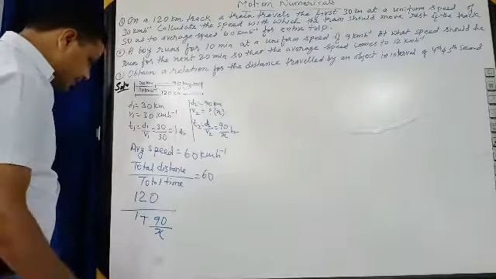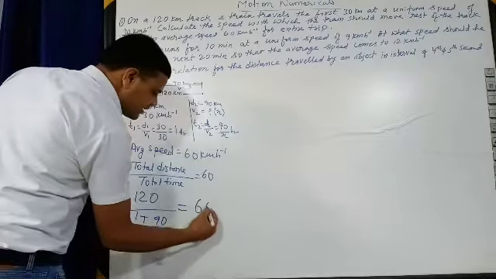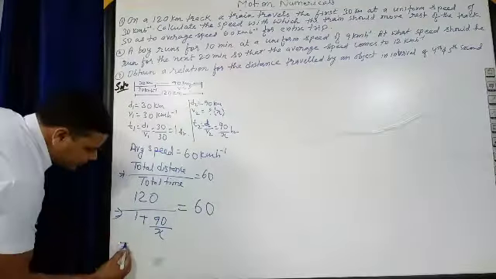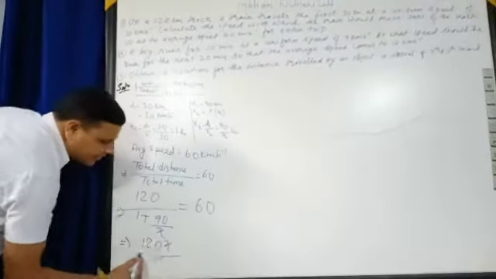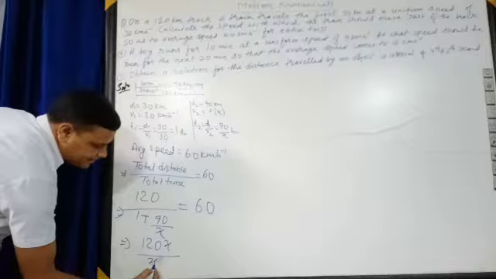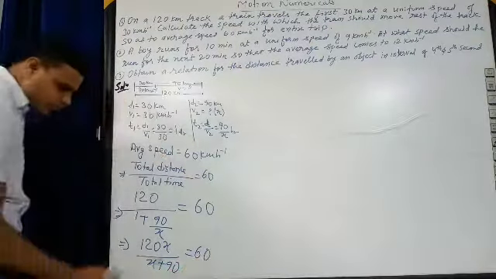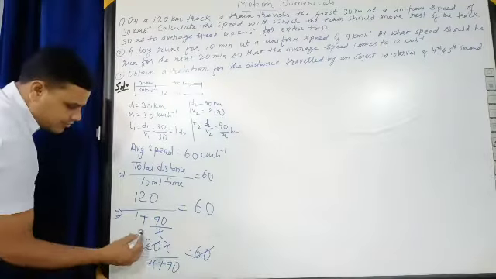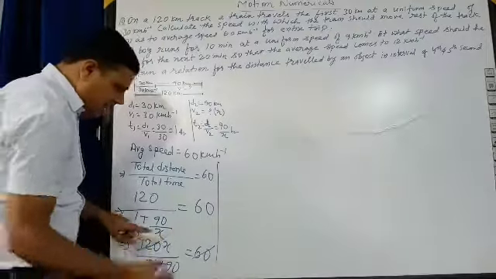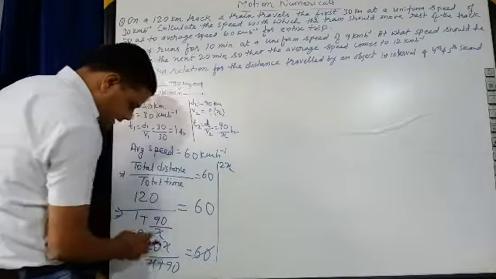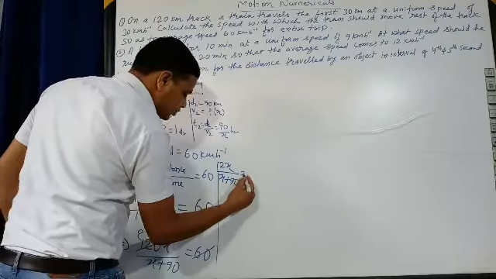When you solve this, it will come to 60. Take the LCM, it will come 120x. Here we will get x plus 90. Here we will get 60. So we can cancel, 60 multiplied by 2. So now we have 2x divided by x plus 90 is equal to 1.